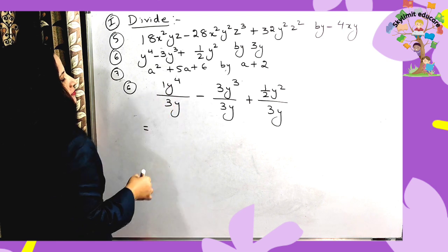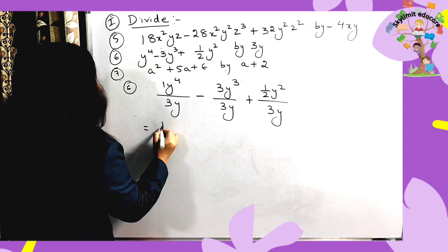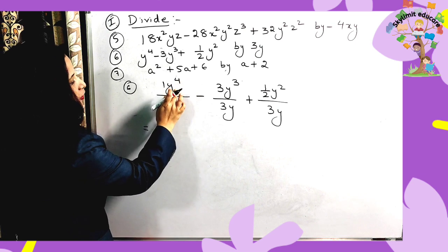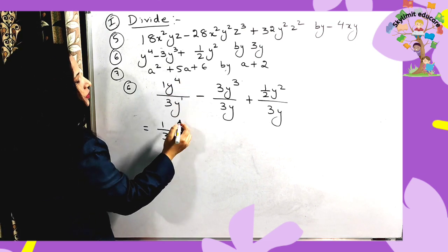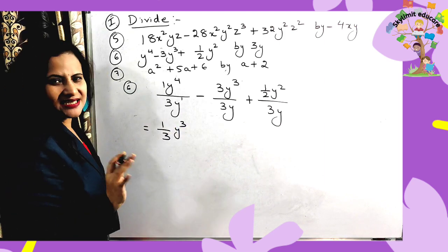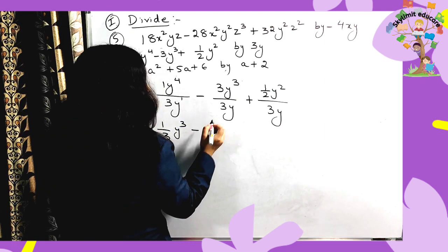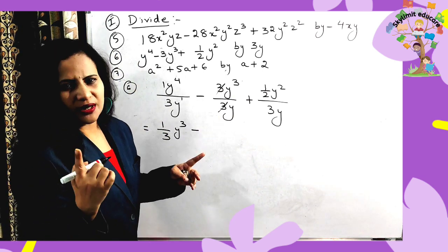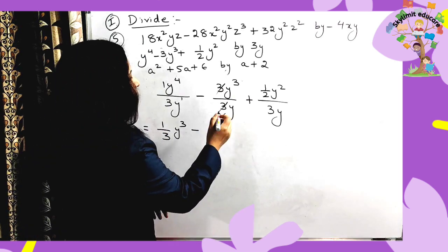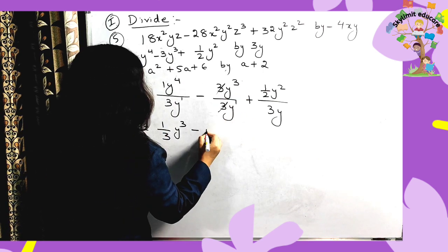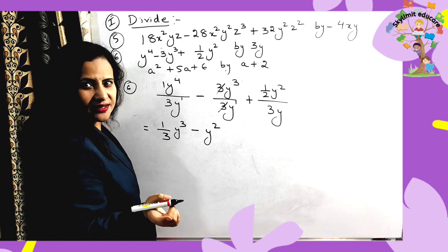Now here there is 1 by 3. Number part is 1 by 3. Now the power of 4, here the y is having the power 4, here y is having the power 1. So 4 minus 1, how much will I get? Y cube. Yes, over. Minus. 3 cancels out. 1 no need to be written. Okay. Here y is having power 3, here y is having power 1. 3 minus 1, how much? 2. So y square. Easy.